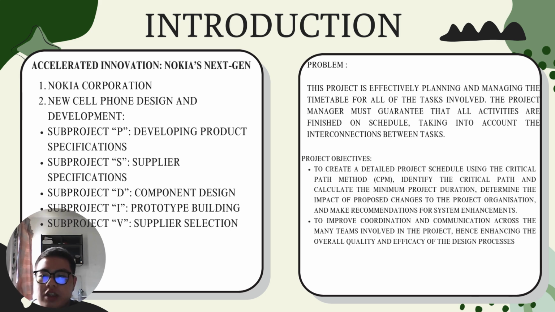Next, the project objective. The main objectives of this project are to create a detailed project schedule using the critical path method (CPM), identify the critical path and calculate the minimum project duration, determine the impact of proposed changes to the project organization, and make recommendations for system enhancement. Also, to improve coordination and communication across the many teams involved in the project, hence enhancing the overall quality and efficiency of the design process.